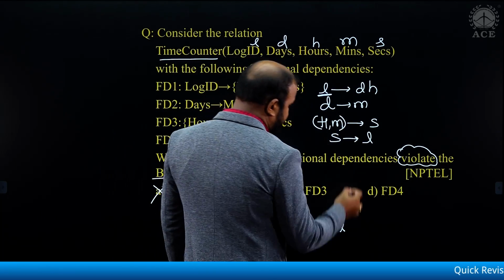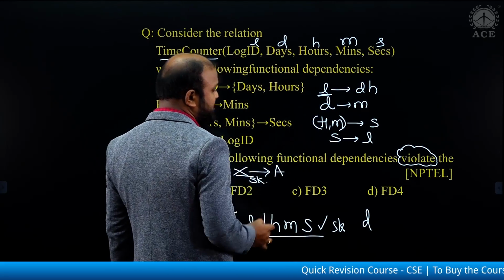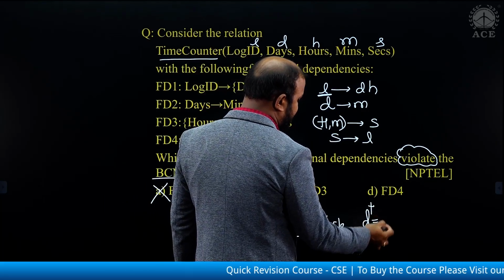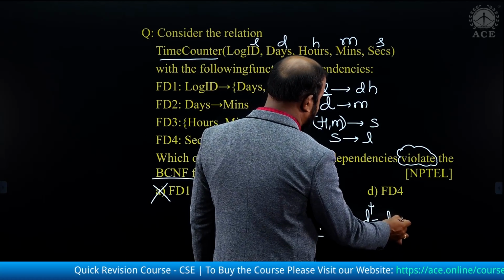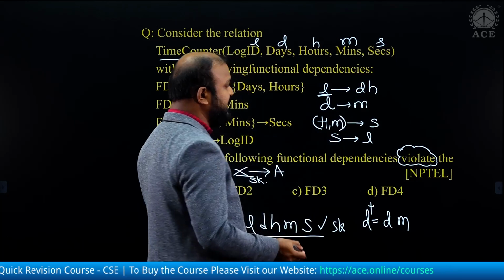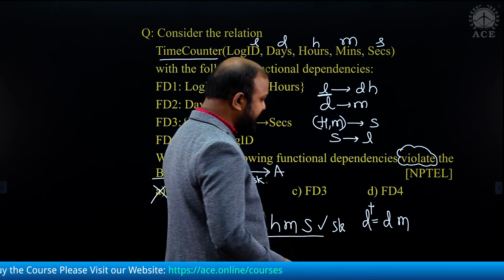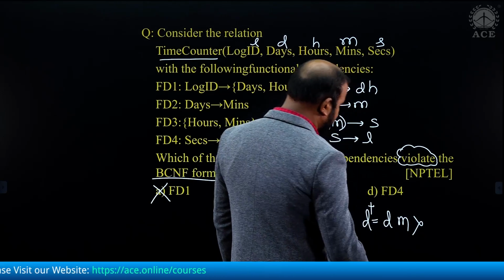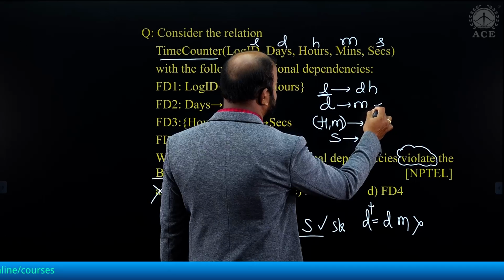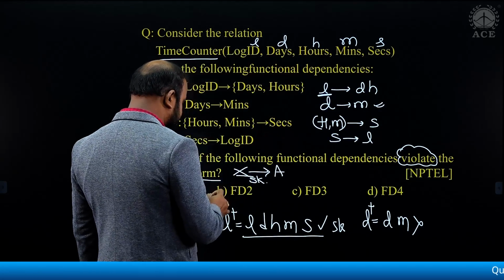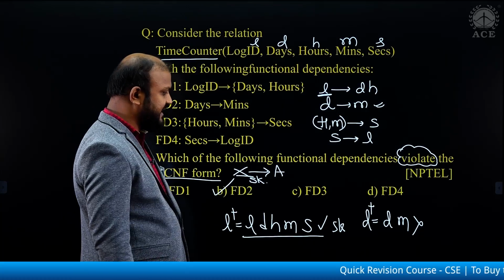FD2. For D to M to satisfy the BCNF rule, D should be a super key. Whether D is a super key or not, how can I verify? By finding the closure of D. What is D closure? D with D, M possible. Anything else? No. With D closure you are not getting all attributes, so D is not a super key. Because D is not a super key, this is violating the BCNF rule. That is functional dependency two. Because the question is about violating, I can say FD2 is violated.